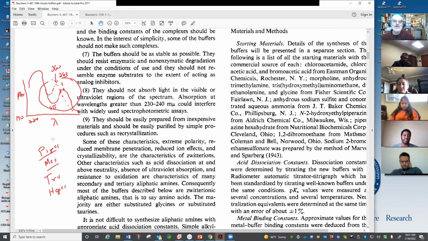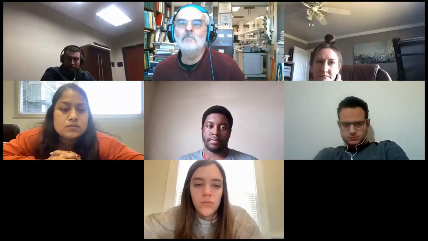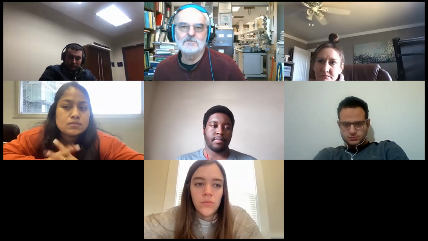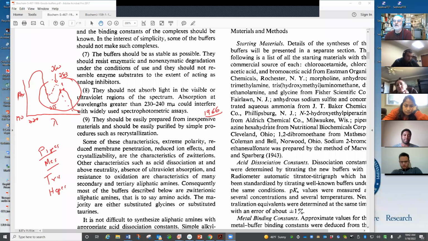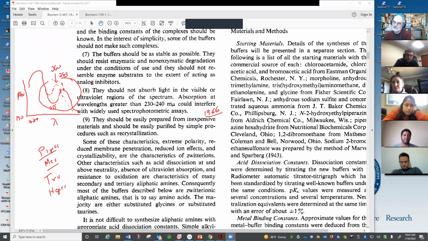That's number 8. Number 9 is they should be easily prepared from inexpensive materials and should be easily purified. So this is a 1966 concept. The reason I say that is these people were actually making these in the lab. You would never do this today. This is a foreign concept to you.